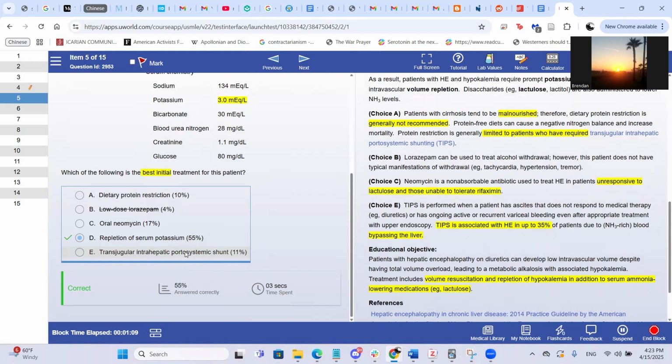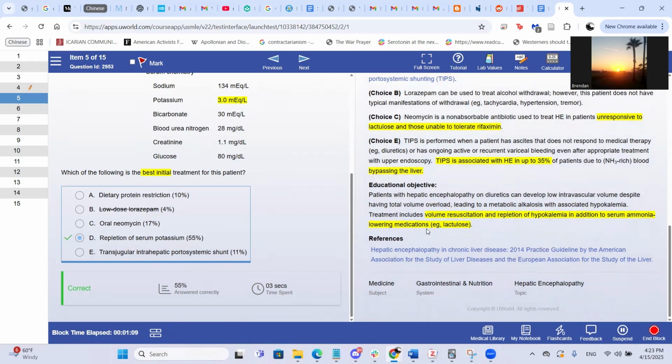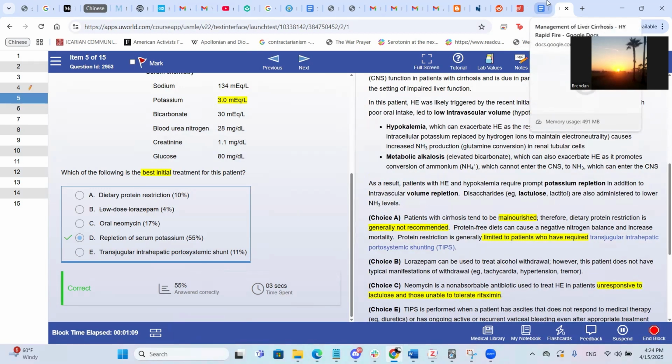You would not do TIPS in this patient. He has hepatic encephalopathy, which is caused by hyperammonemia. TIPS is going to increase the risk and severity of the hyperammonemia. That's because when you perform TIPS, you are bypassing the portal circulation through the liver that is responsible for detoxifying the blood, for detoxifying the ammonia. And I think that's all I want to say for this question.